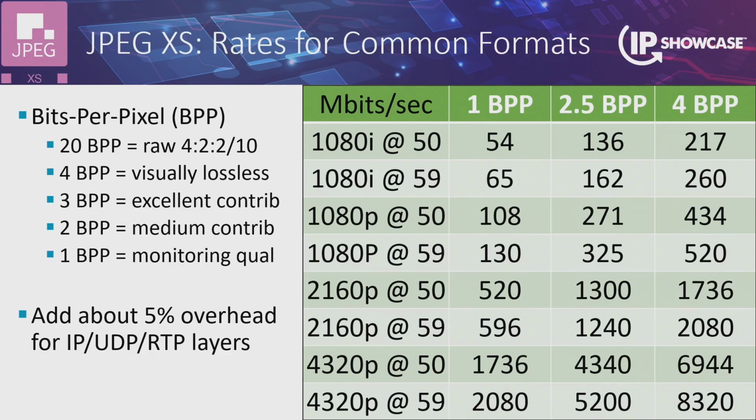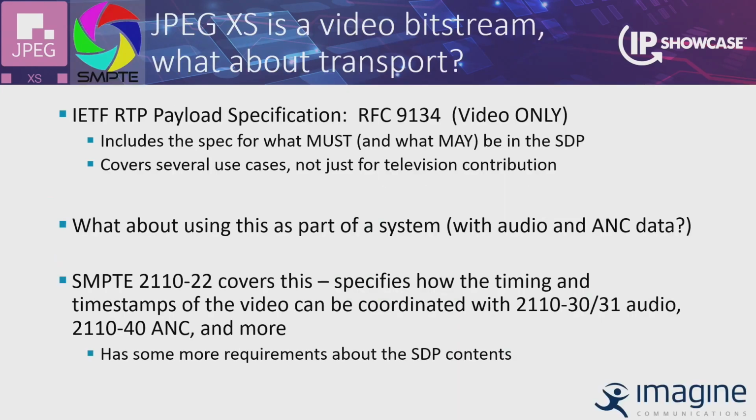But this is really just math. 20 bits per pixel is uncompressed, for 422 10-bit, and then all these other things just divide down from there. There's about a 5% overhead on top of the raw, calculated out from the pixels to account for all the IP packing overheads and everything. So these are numbers that include that 5% overhead from IP encapsulation.